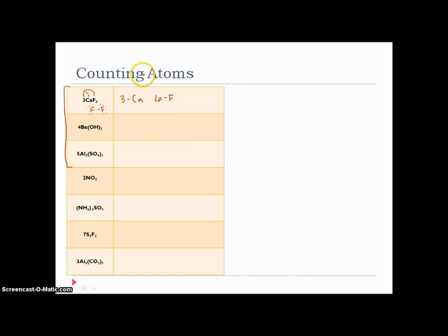And then in the parentheses, you know that this 4 goes to all 3 of these, but the 2 only goes to what's in the parentheses. So we have 4 beryllium, and then we have 4 times 2 oxygen, so there's 8 oxygen, and then 4 times 2 hydrogen, so there's 8 hydrogen.